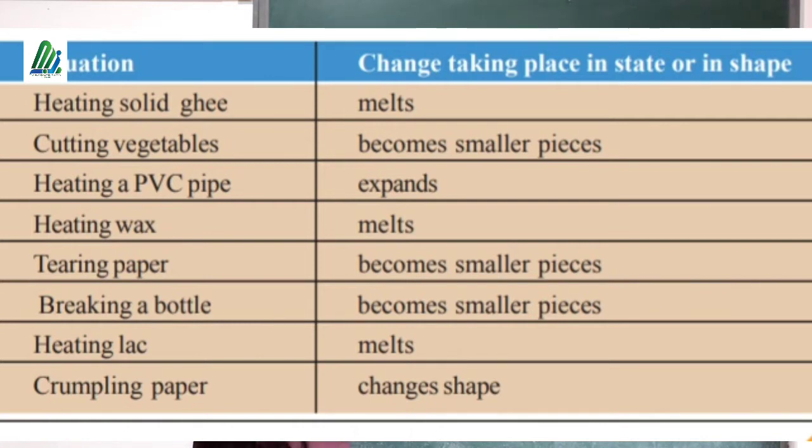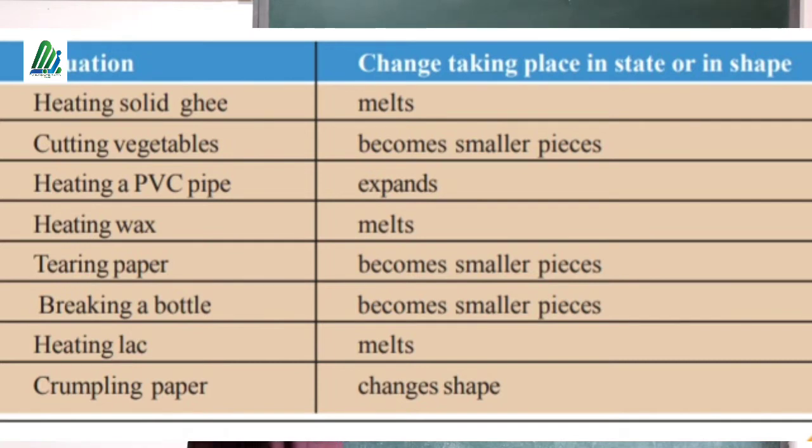The first one, heating solid ghee. While heating solid ghee, what change is taking place? The ghee melts. Second one, cutting vegetables. What change takes place here? It becomes smaller pieces. Then third one, heating a PVC pipe. While heating a PVC pipe, what change occurs? It expands or bulges.